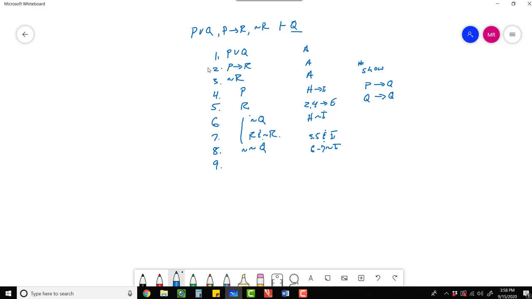But as before, I don't want not Q. I want Q. So 8, negation elimination. And then I can go ahead and assert if P, then Q. By 4 through 9, conditional introduction.